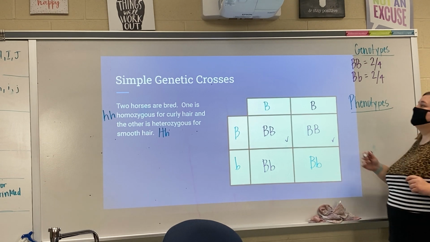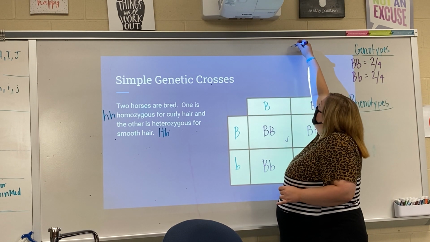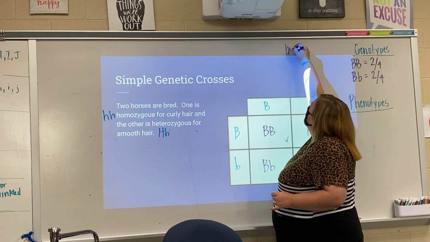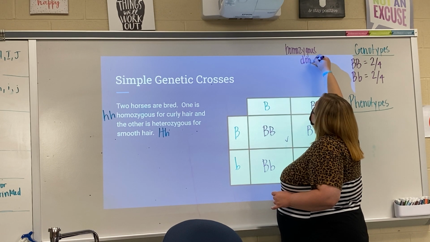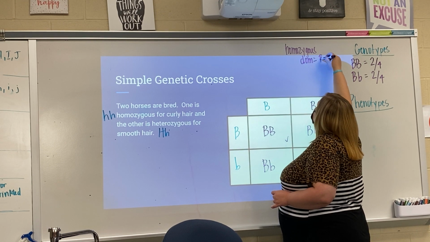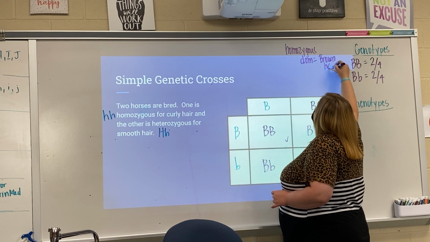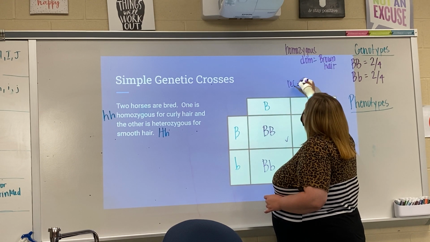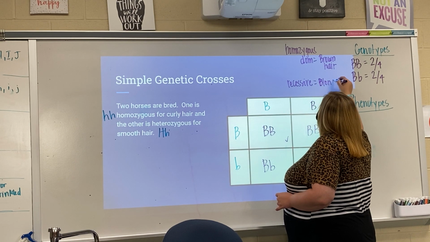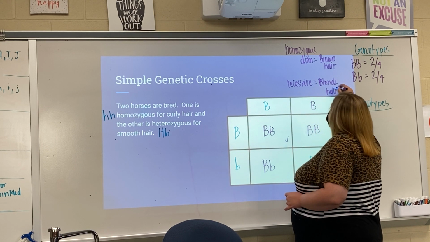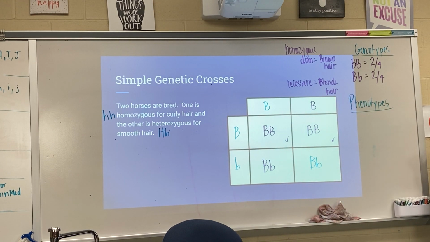Okay, so we can do something easy like, let's do, homozygous dominant is going to be brown hair. And anything that's recessive is blonde. We'll just use this for the rest of the worksheet. Those are going to be your phenotypes. So I'd write that up top or onto the side somewhere.